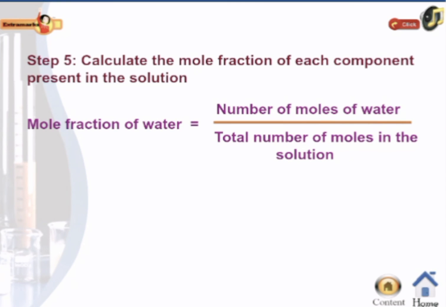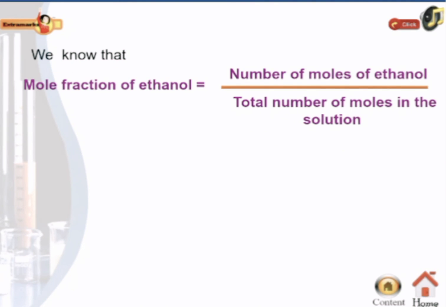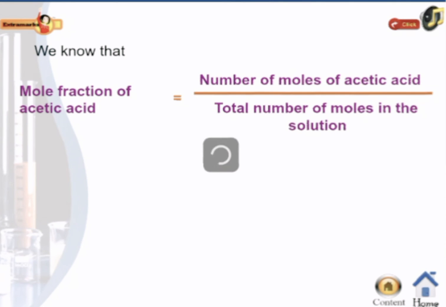Step 5. Calculate the mole fraction of each component present in the solution using the given formula. As we know, the mole fraction of ethanol is equal to the number of moles of ethanol upon the total number of moles. Similarly, the mole fraction of acetic acid can be calculated, which is equal to the number of moles of acetic acid upon the total number of moles.